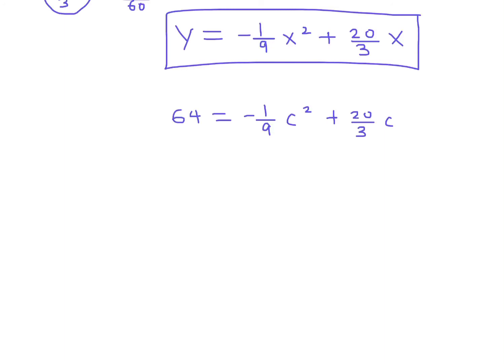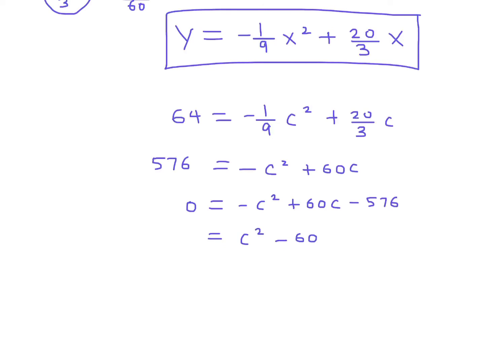So here we go. Multiply through by 9. I think that should get rid of the fractions. So 9 times 64 is 576. That leaves us with just minus c squared. And then 9 times 20 over 3, so 3 times 20, so plus 60c. Okay? Put everything on one side. Let's see what happens. Minus c squared plus 60c minus 576 equals 0. If I multiply through by negative 1, it'll be easier, I think. c squared minus 60c plus 576 equals 0.